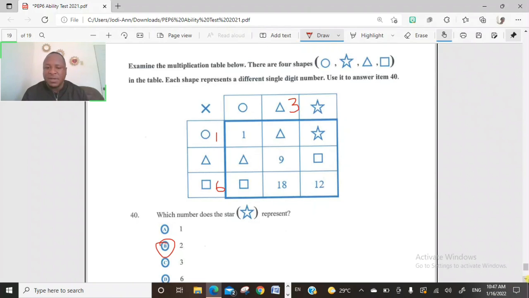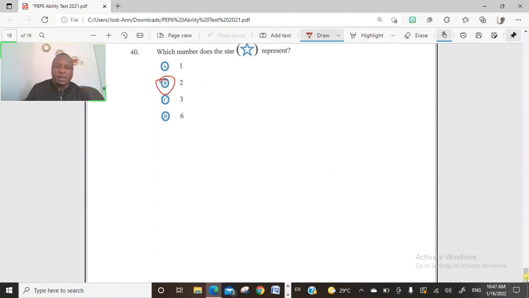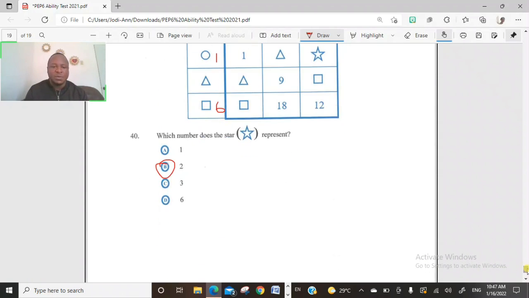That one was fairly simple to me. I don't know how most persons found it difficult, but it was fairly simple. All right, so that is the end of my run through of the quantitative reasoning section of the ability test paper of 2021.